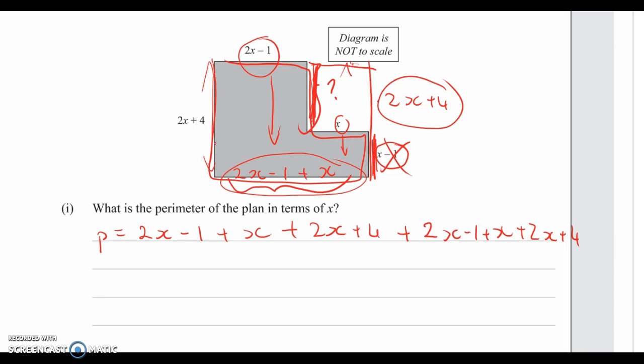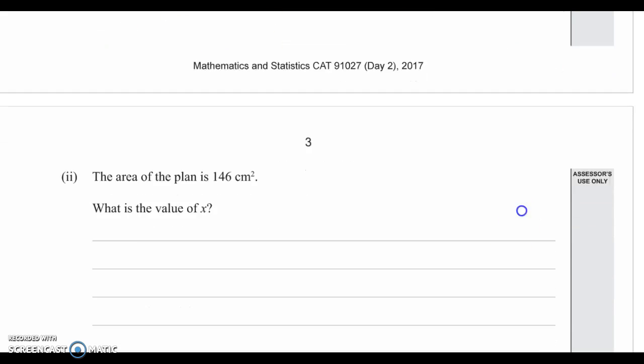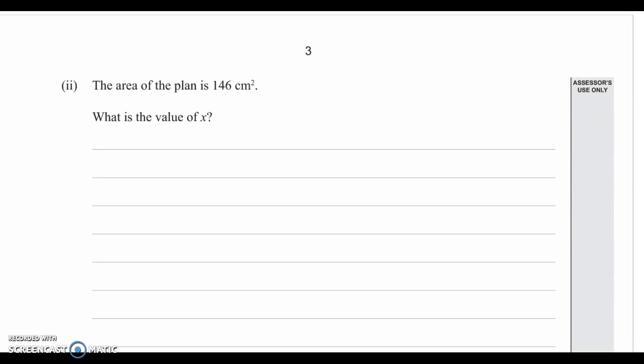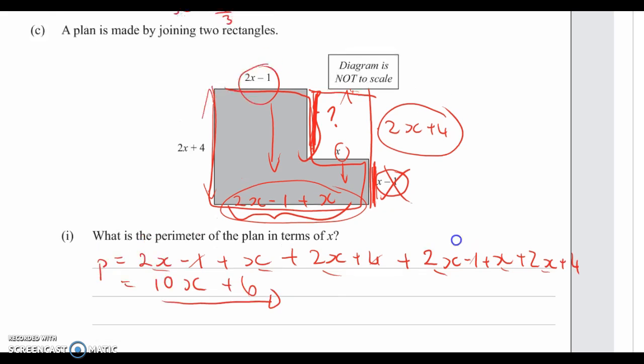Now that I've got all of those done, I need to add my like terms. So 2, 3, 4, 5, 6, 7, 8, 9, 10x. Minus 1 plus 4 is 3, minus 1 is 2, plus 4 is 6. So the perimeter of the plan in terms of x is 10x plus 6. The area of the plan is 146 centimeters squared. What is the value of x now?